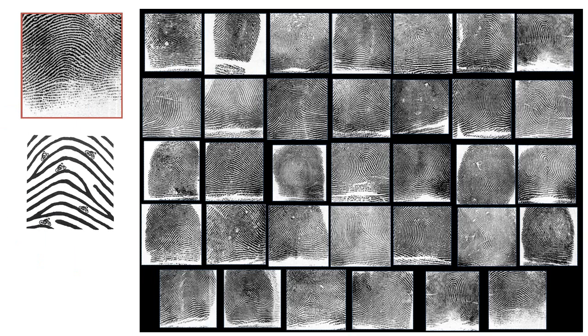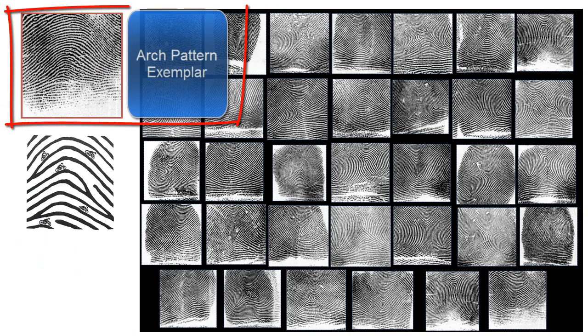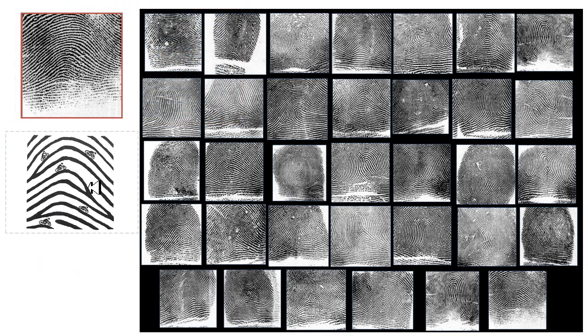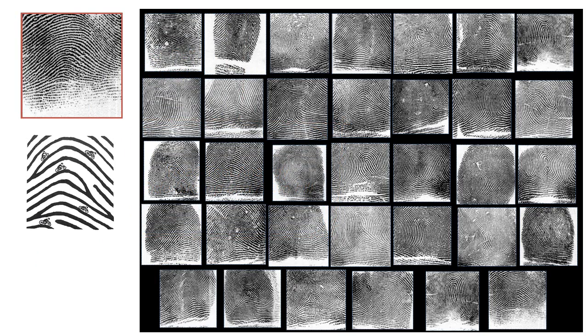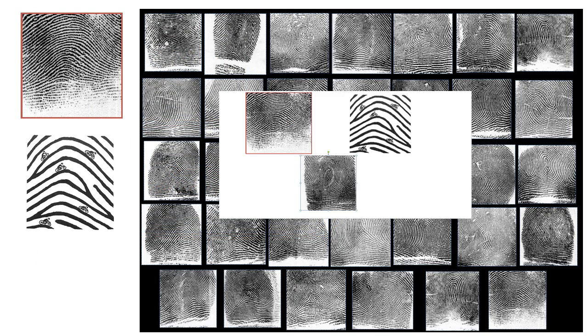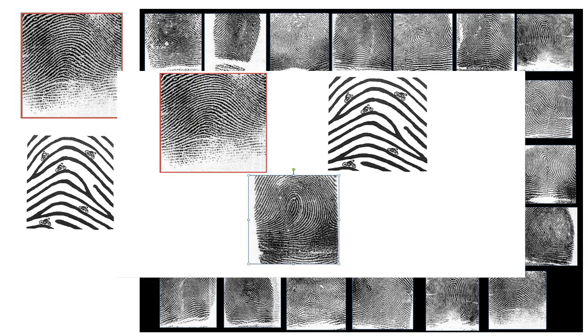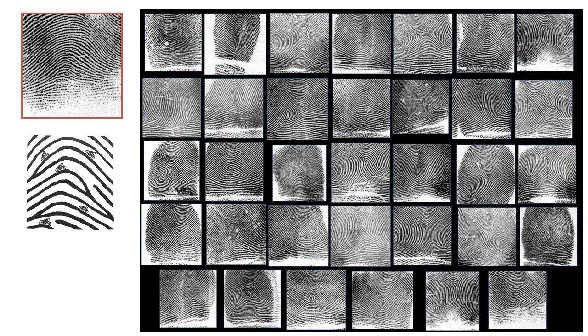Let's review what we did in this first section of the tutorial. We used an exemplar, which I designated as an arch, and we also used an analogy that described what the pattern looks like using the road test. Then we compared a complete array of other fingerprint pattern types, and you got the opportunity to try to recognize plain arch patterns using the exemplar and the analogy.